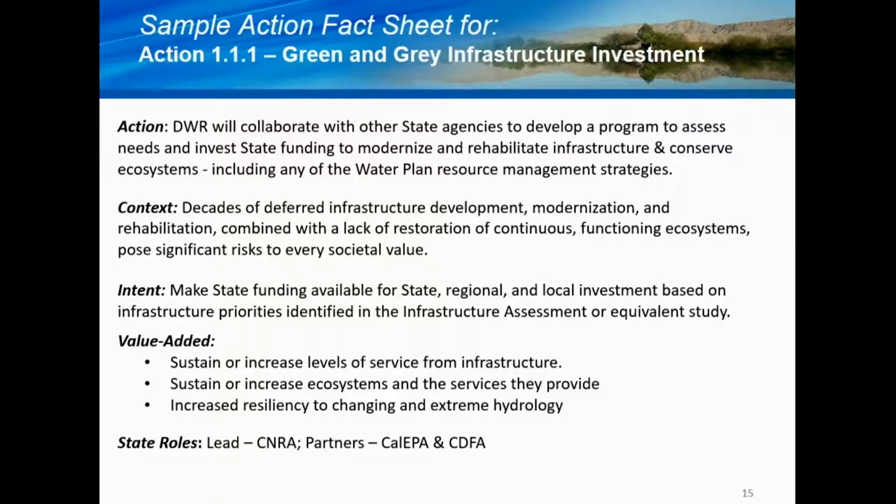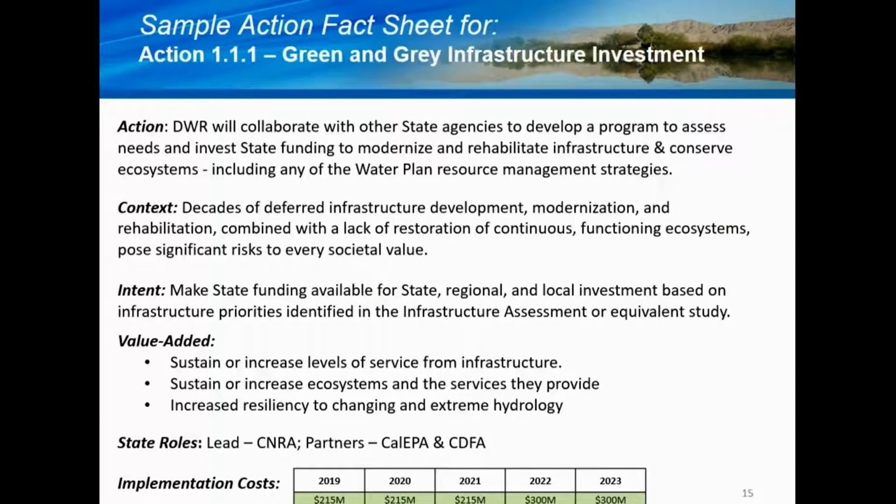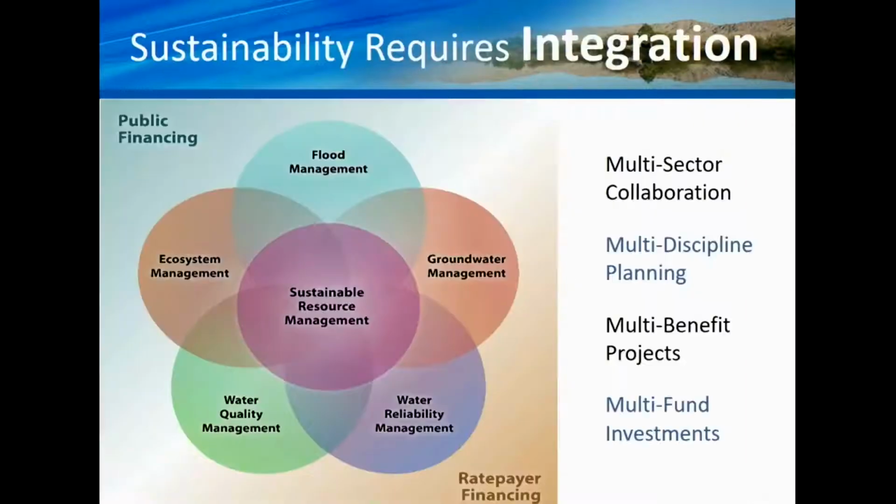This gets us into a little bit more of what we need to have, and then the costs, which you'll see a few more numbers on. We estimated how much money is needed to invest in each one of these things. There's a requirement for integration that's needed through here, so we'll have to have all these kind of multis: multi-sector, discipline, benefit, fund. We want to really integrate together on there. That's something we've always been focused on in the water plan.